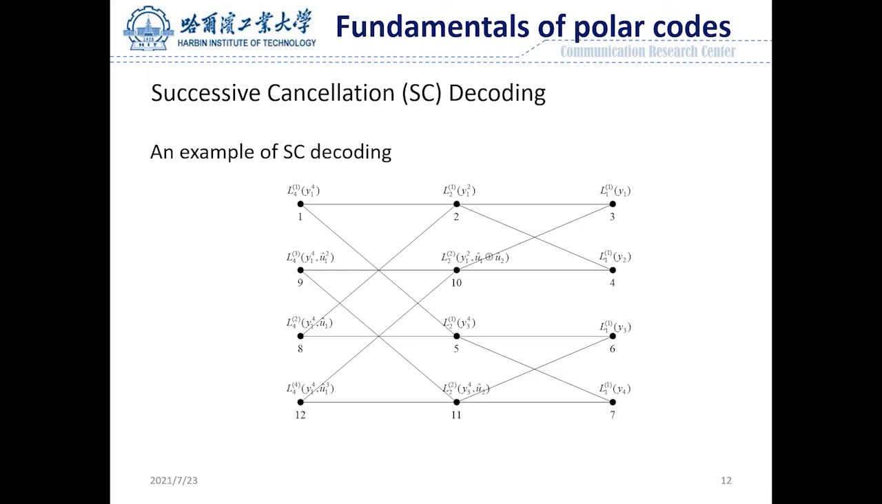First, we activate node 1. If we want to know the LLR value of node 1, we need to know the value of node 2 and node 5. If we want to know the value of node 2, we need to know the value of node 3 and 4. The values of node 3 and 4 can be obtained from the channel, thus we can calculate the LLR of node 2.